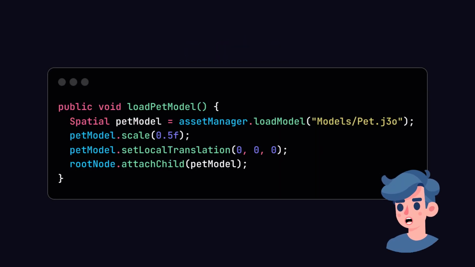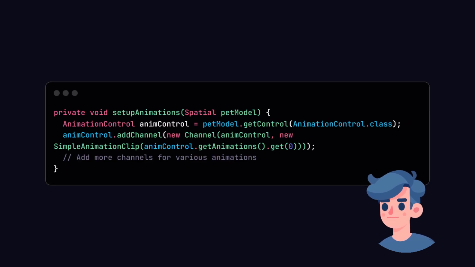Next, let's add a simple 3D model to represent our pet visually in the game. For this, you can either create your own 3D model using software like Blender or download one from an online repository. Now let's set some basic animations for when the pet interacts. You can use JMonkey Engine's animation controller to facilitate this. Here's how you might implement that.